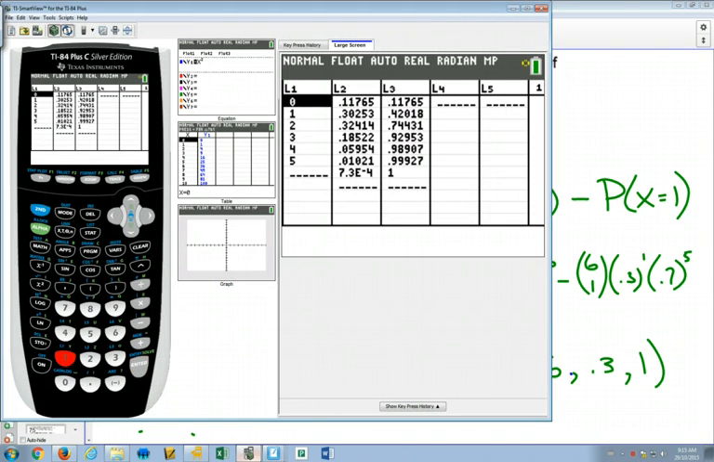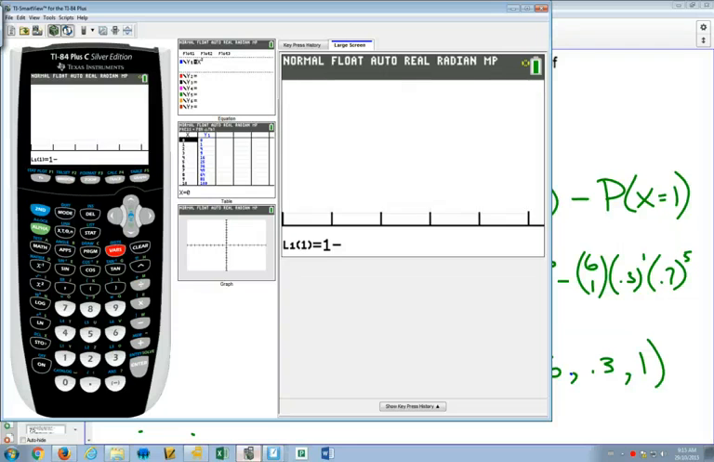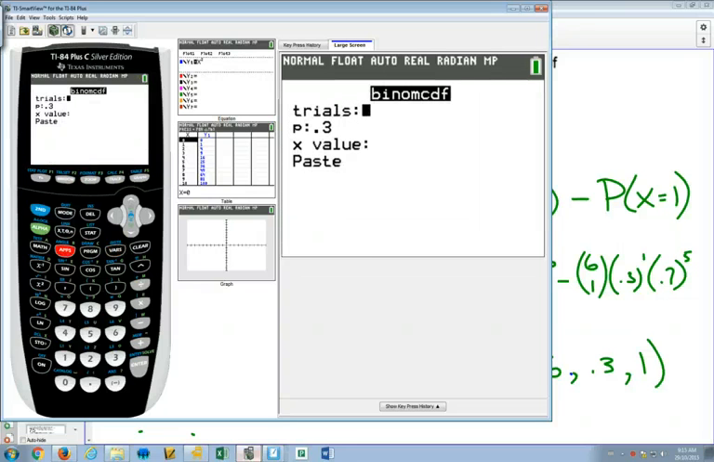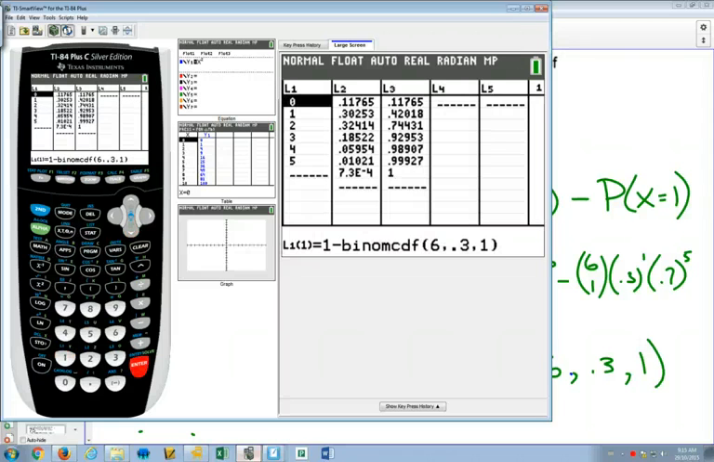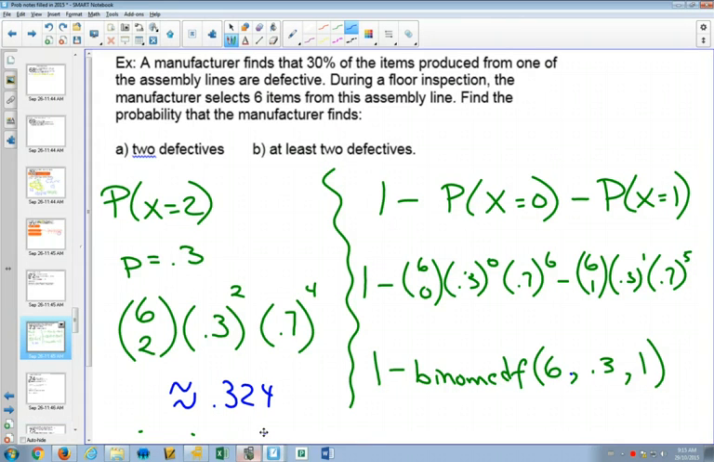Let's just get our answer. 1 minus binomial CDF. This time, we're wanting to go up to 1. Oh, and I didn't do it in where I wanted to. Well, we'll just put our answer in list 1 right there. Perfect. 0.580. This is a nice one for 3 sig figs because when you round it, it was 0.5798. When you round it, you'd get 0.58. You have to include that extra 0, so you have your 3 sig figs. And that's your probability at least 2 are defective.